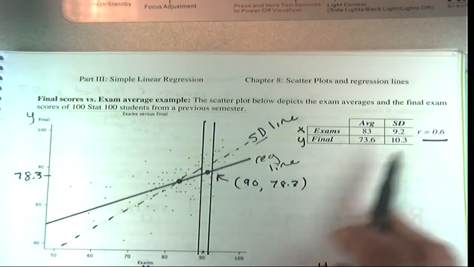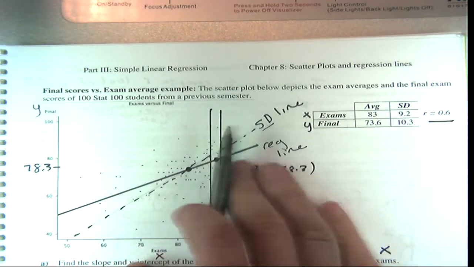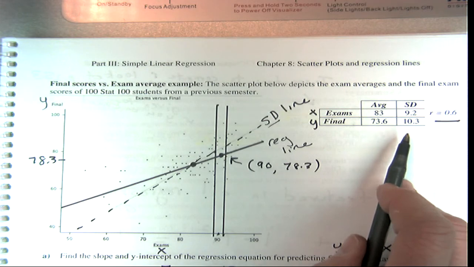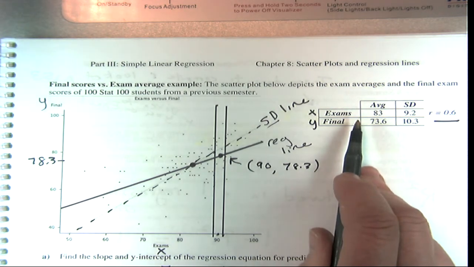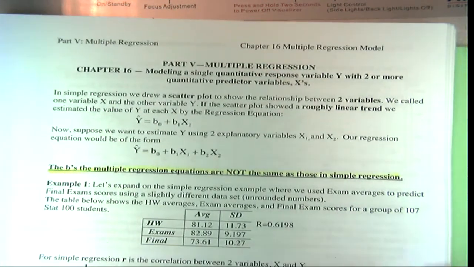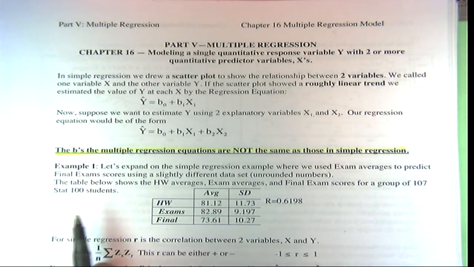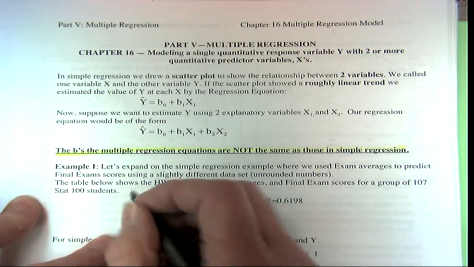Yeah, we started with this. We said we have 100, and here we only had 100 students. I sort of rounded everything here, but it's basically the same example. There were actually 107 students. And here we're predicting final exams from their midterm averages. All right, so now it's the same thing. It's actually a group of 107 students. So now we have two variables. We have an x.